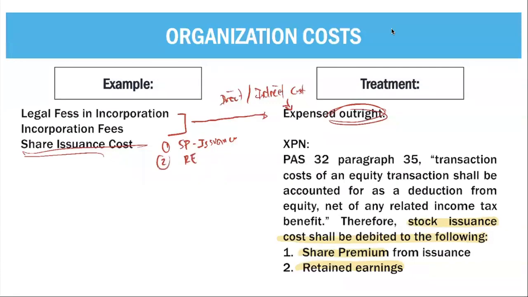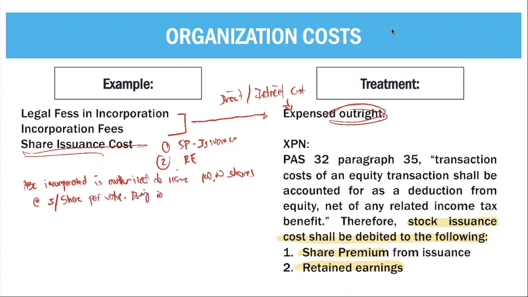Let's have an example. ABC Incorporated is authorized to issue 100,000 shares at 5 per share par value. During incorporation, the following transpired. So, issued 2,000 shares at 8 per share.